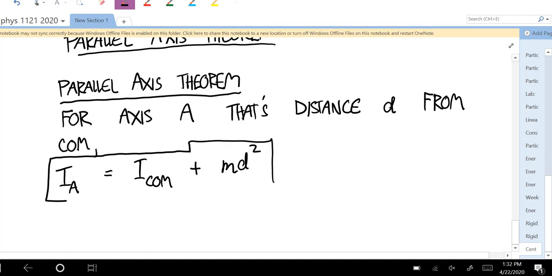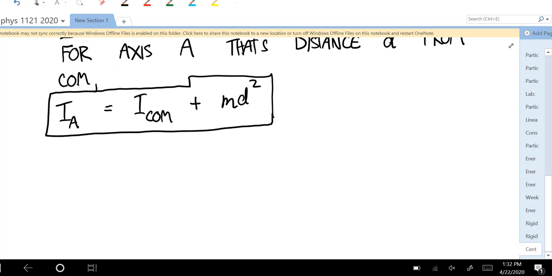So there's the parallel axis theorem, and what it says is we can use those formulas for the moment of inertia about the center of mass, apply this correction factor, and that'll let us calculate the mass moment of inertia for any axis we want. Okay?